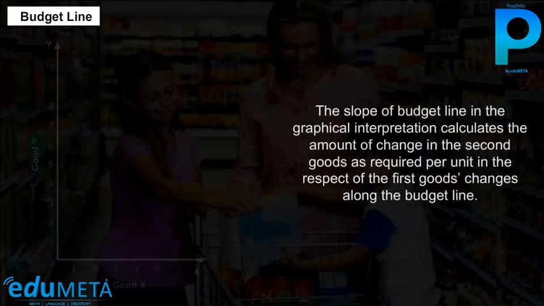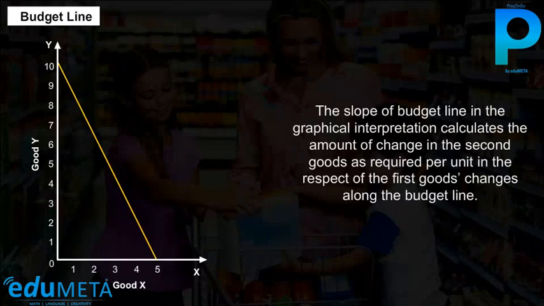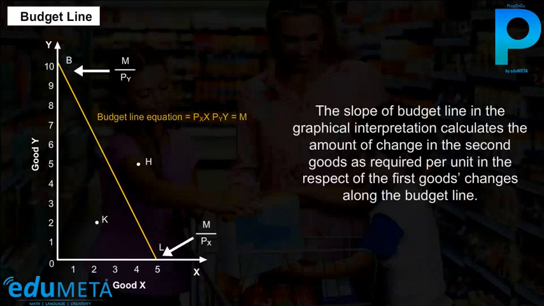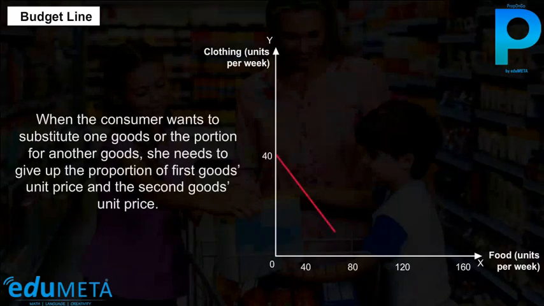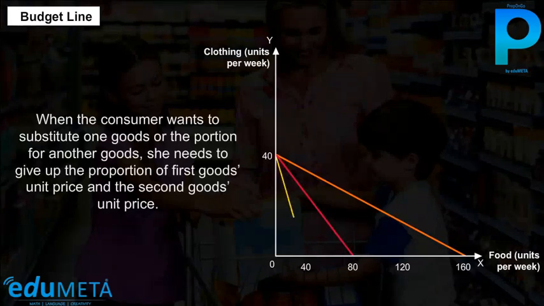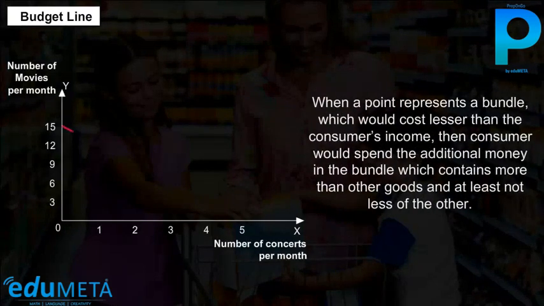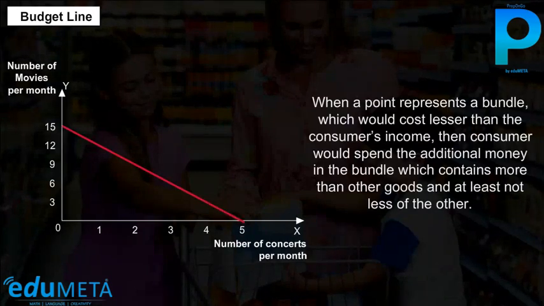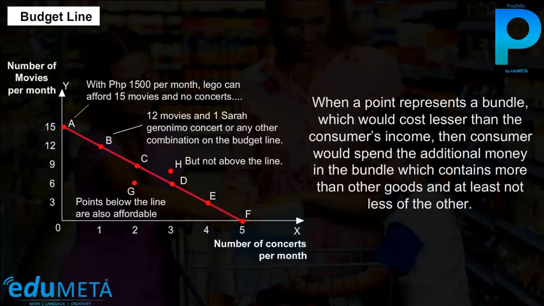Budget line. The slope of the budget line in the graphical interpretation calculates the amount of change in the second good required per unit change in the first good along the budget line. When the consumer wants to substitute one good for another, she needs to give up goods in the proportion of the first good's unit price to the second good's unit price. When a point represents a bundle which would cost less than the consumer's income, the consumer would spend the additional money on a bundle which contains more of one good and at least no less of the other.